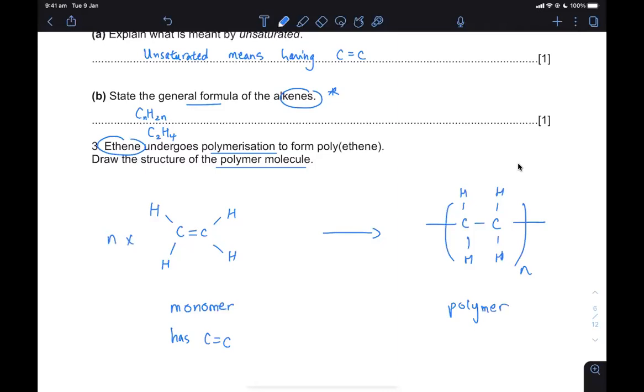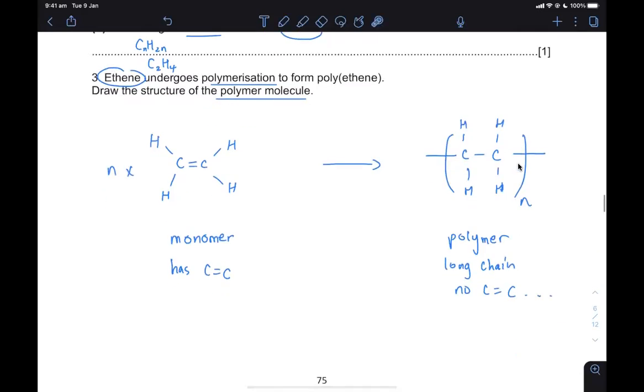A polymer is a long chain. So this is a long chain. No carbon-carbon double bond anymore because you have lost the carbon-carbon double bond. Now it's just this structure of the polymer. Actually they don't want the monomer. Drawing the monomer there is just to make you see what is going on. That is all you want there, which is the structure of the polymer.